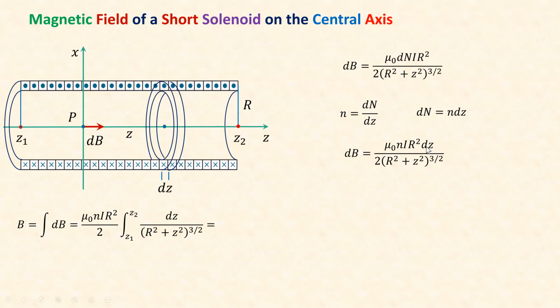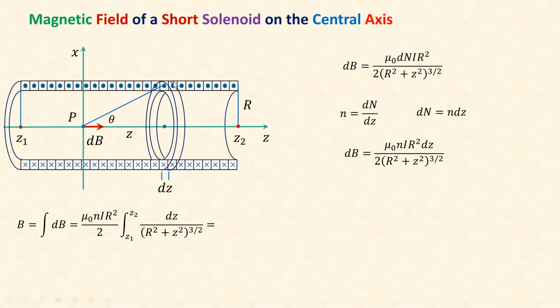We have the integral from z1 to z2 of dz over (r squared plus z squared) to the power 3/2. And then we can do this integral. To do this integral, does anybody remember from calculus how you do integrals like that? You can go to the table of integrals, or you can just practice by yourself.